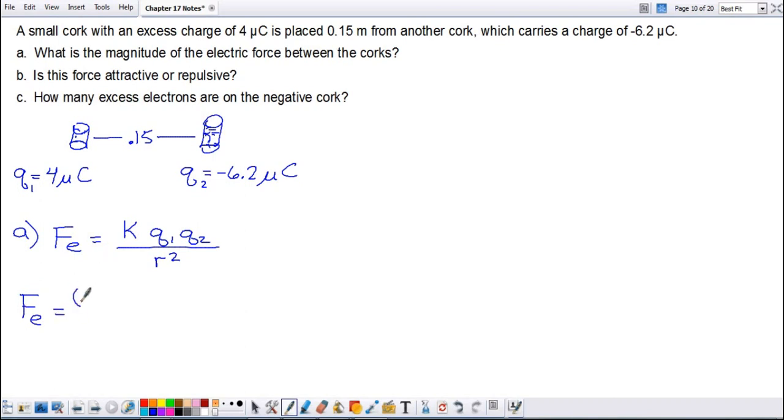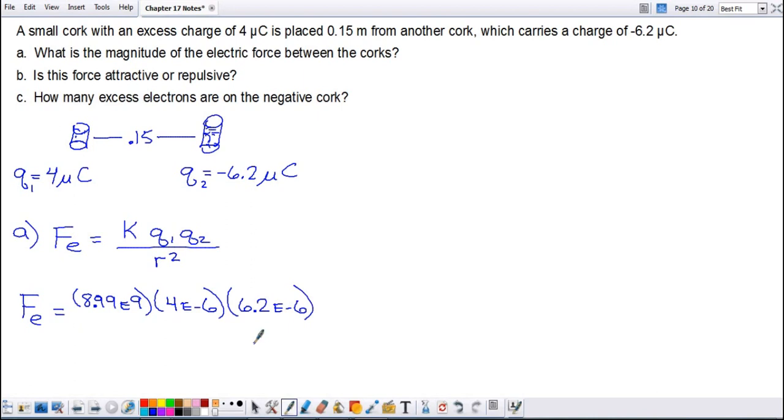So we've got our constant, which is 8.99 times 10 to the 9th. And then we've got our first charge, which is a positive 4 microcoulombs. Remember, micro means times 10 to the negative 6. So this is 4 times 10 to the negative 6 coulombs. And then we've got the second charge, which is negative 6.2 microcoulombs, again, times 10 to the negative 6 to get it to be in coulombs.